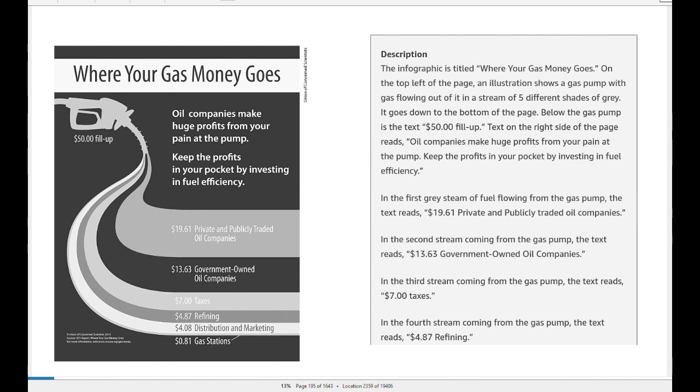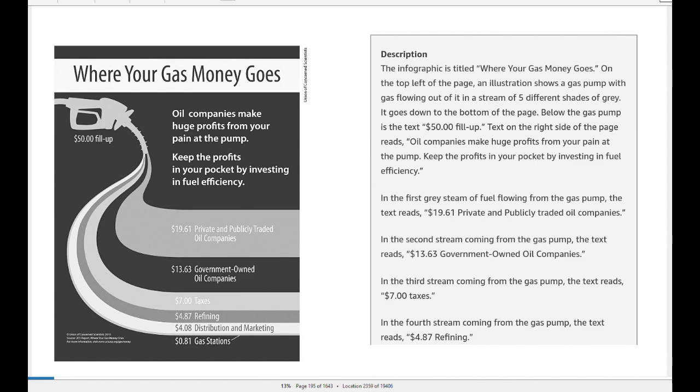Text on the right side of the page reads, "Oil companies make huge profits from your pain at the pump. Keep the profits in your pocket by investing in fuel efficiency." In the first gray stream of fuel flowing from the gas pump, the text reads, 1961 Private and Publicly Traded Oil Companies. In the second stream, coming from the gas pump, the text reads, 1363 Government-Owned Oil Companies.